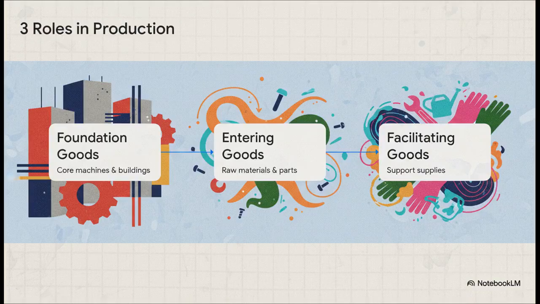Now, we can sort all industrial goods into three main jobs they do in the factory. You can think of them as the foundation, the ingredients, and the support staff. And they have these official names: foundation goods, entering goods, and facilitating goods.